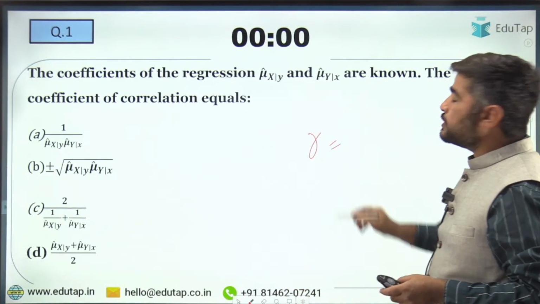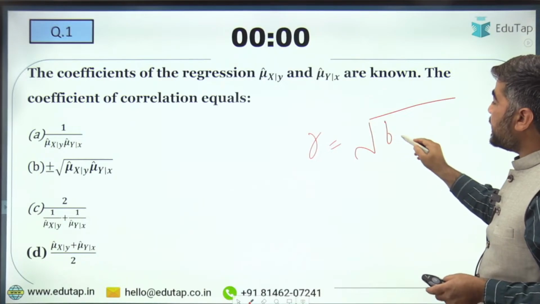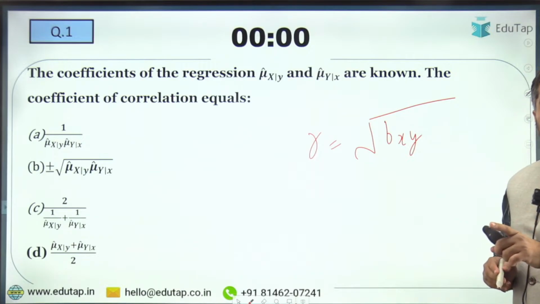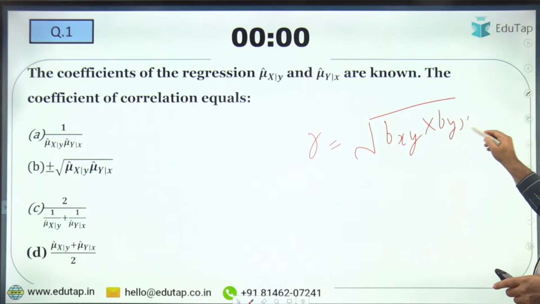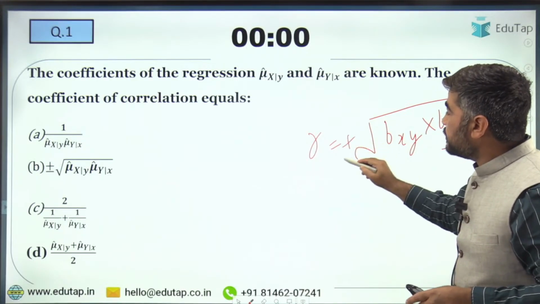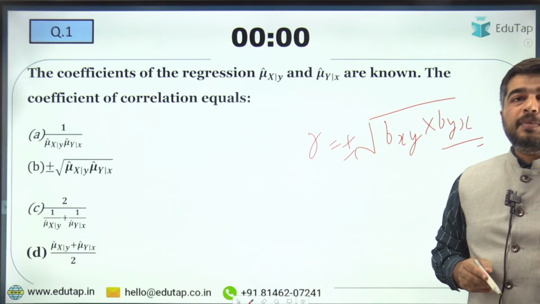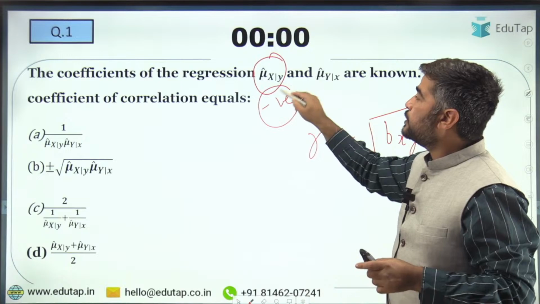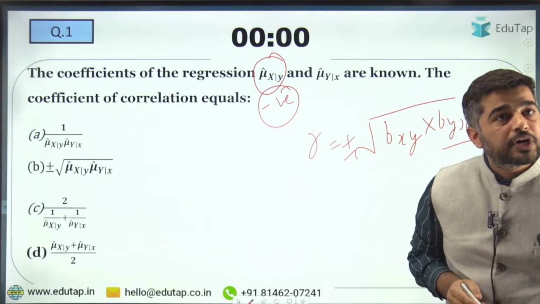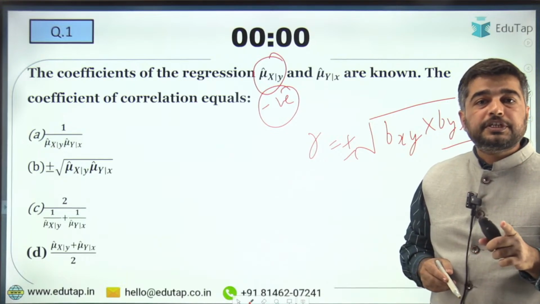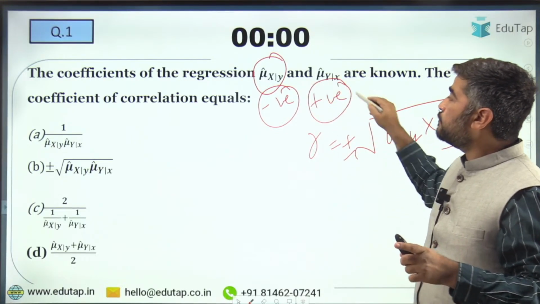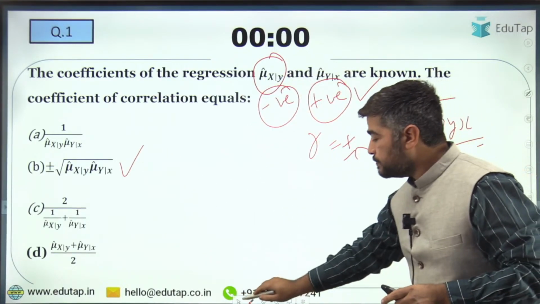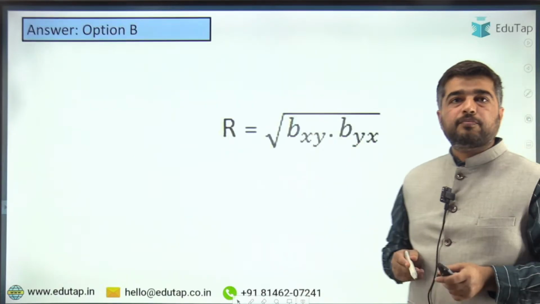So, correlation coefficient is equivalent to the square root of bxy, that is the coefficient of regression of x on y, into byx, the coefficient of regression of y on x. This should be your answer. And there will be a positive and negative sign. Remember, whenever the regression coefficients are negative, your correlation coefficient will be negative. If your regression coefficients are positive, then your correlation coefficient will be positive. The answer will be B. For this, the answer will be B. Fine. This is the basic formula.